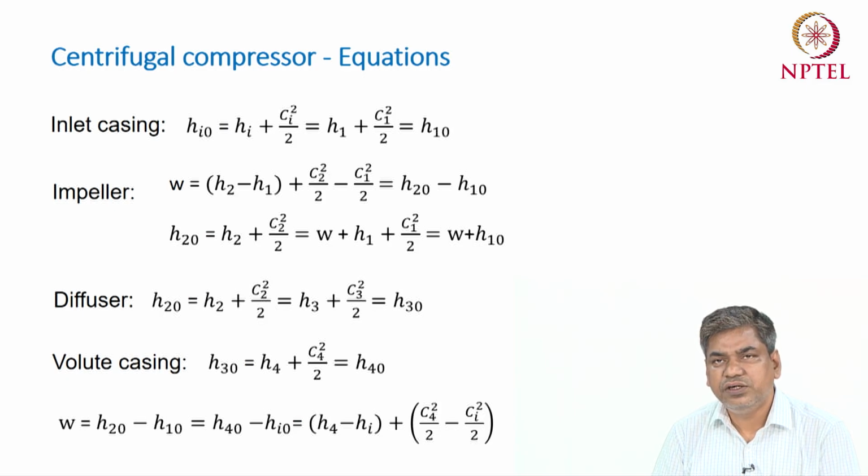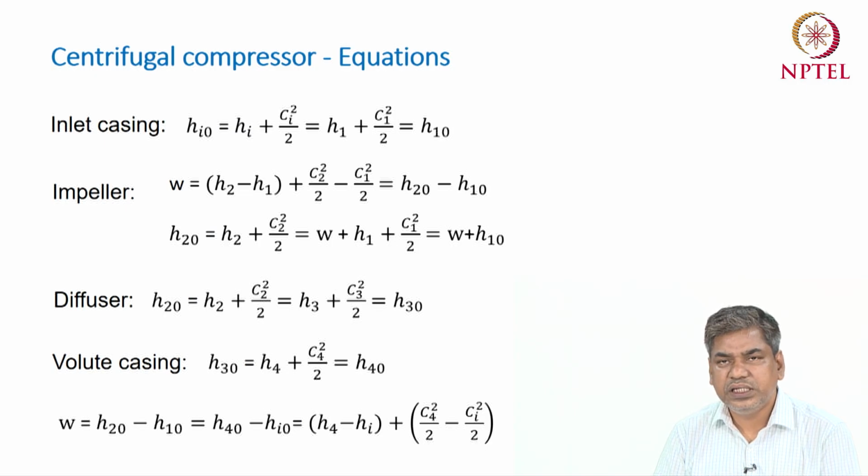So H2 minus H1 is the change of enthalpy, and the second term represents the change of kinetic energy. That means the total enthalpy at point 2 minus the total enthalpy at point 1 is the total work input to this compressor. This also can be written this way: H20 is equal to H2 plus C2 squared by 2, which is equal to W plus H1 plus C1 squared by 2, and that is also equal to W plus H10.